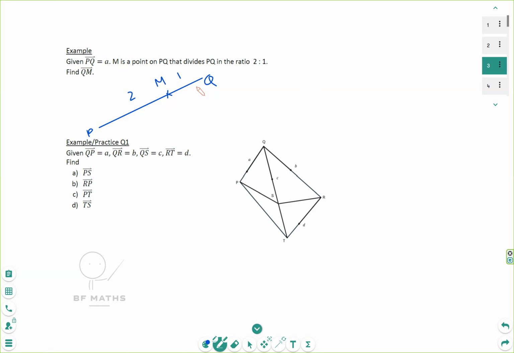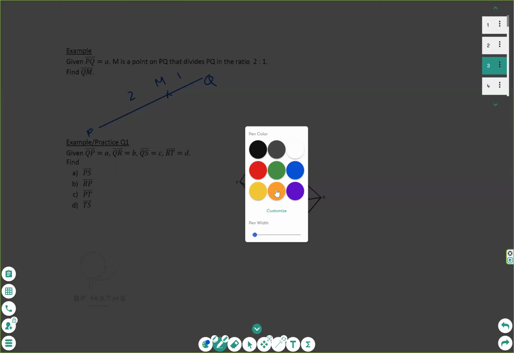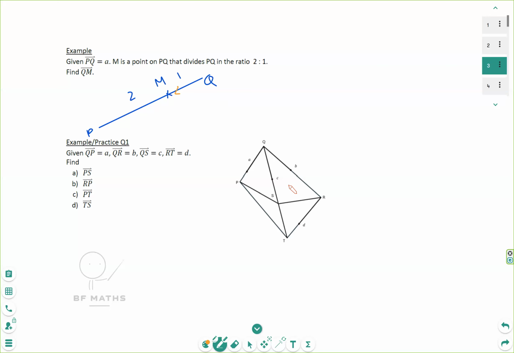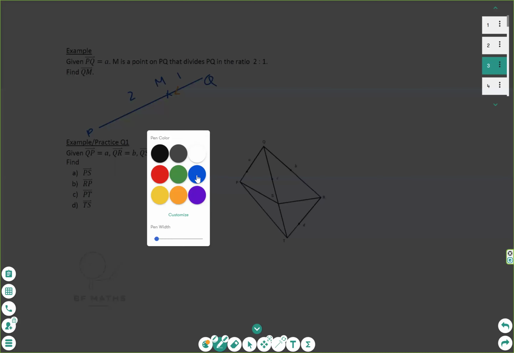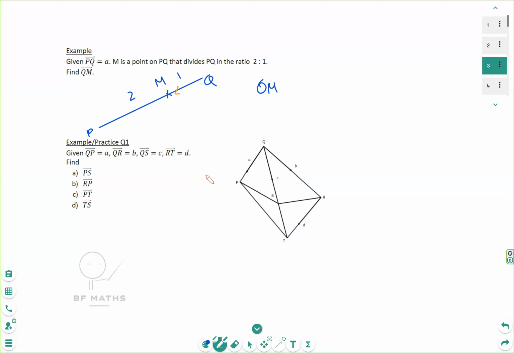So to find QM, now look at this. Be careful with direction. QM is in that direction. So QM is 1/3 of QP. Now QP is negative a, so it's 1/3 of negative a, which is the same as negative a third a. That's QM. So QM is not a third of a, it's negative, because we're going in a negative direction. So be careful with the direction.